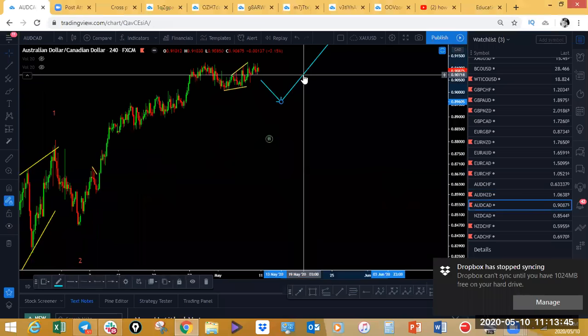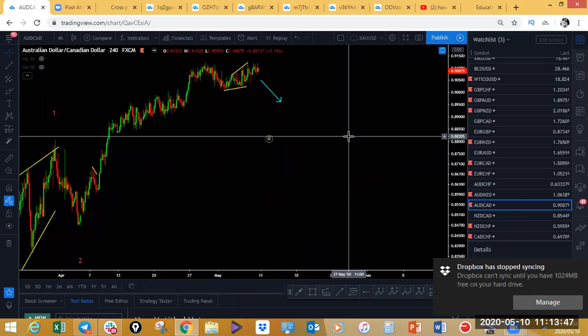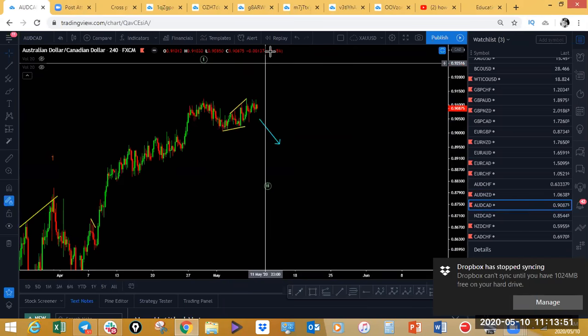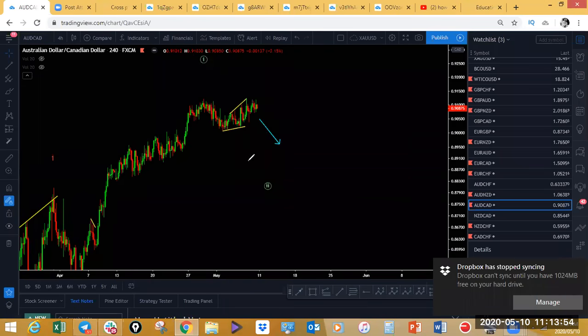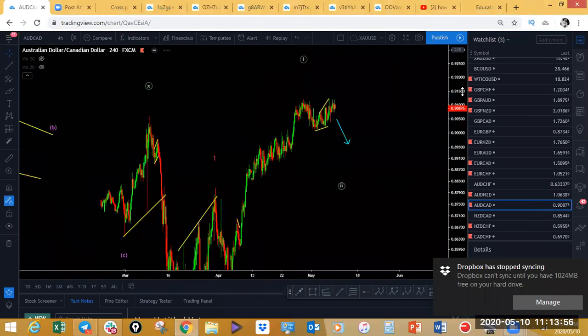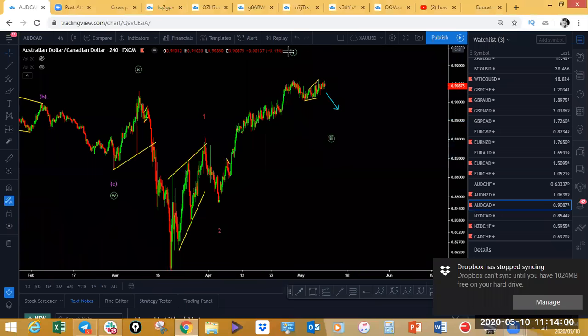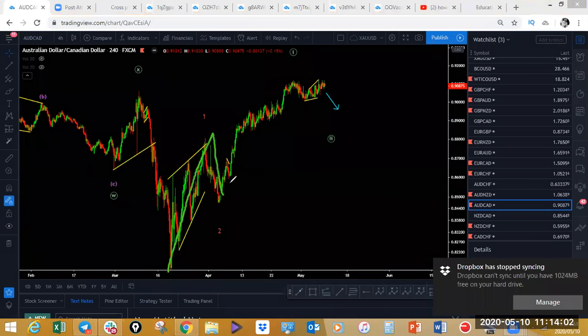AUDJPY, we should see a pullback with the rest of the pairs that have got the CAD as the code. We should see a pullback here. This was our trade of the week. Last week, what I was looking for was for these to make a pullback in 3 waves. So we're looking for this one to have made an A, a B, and a C.